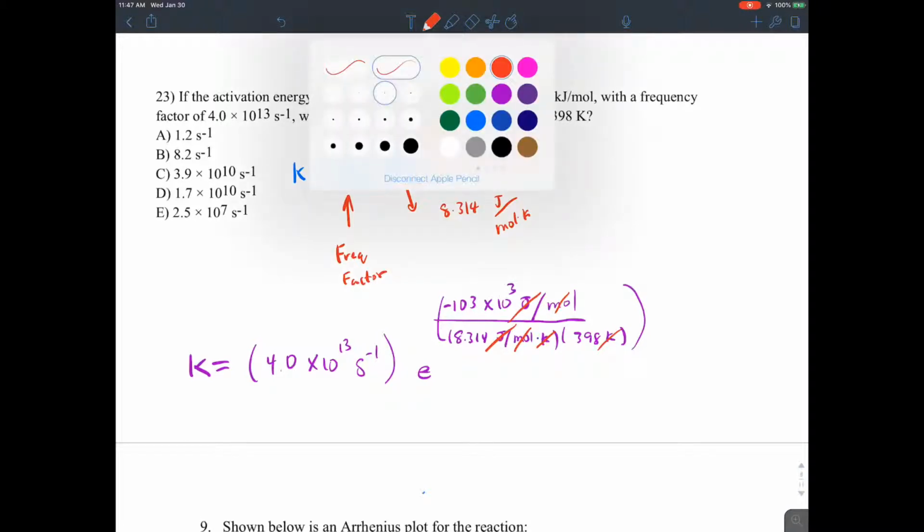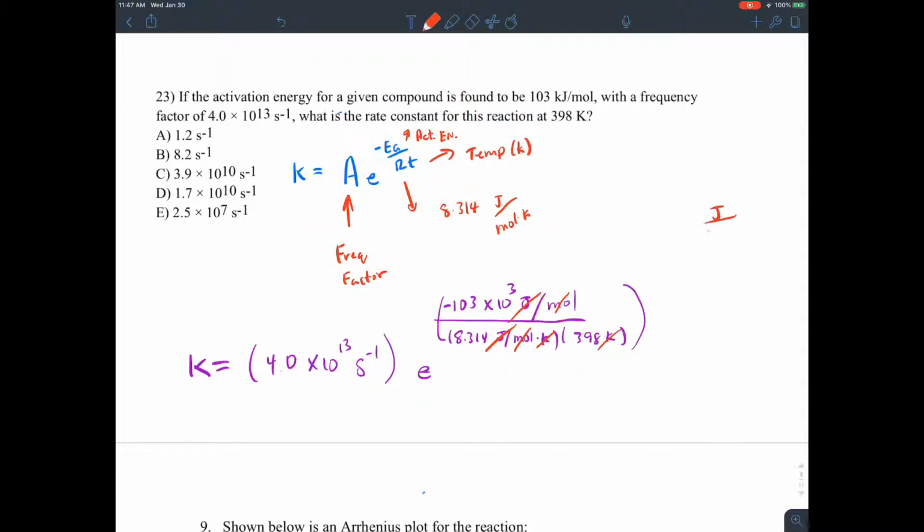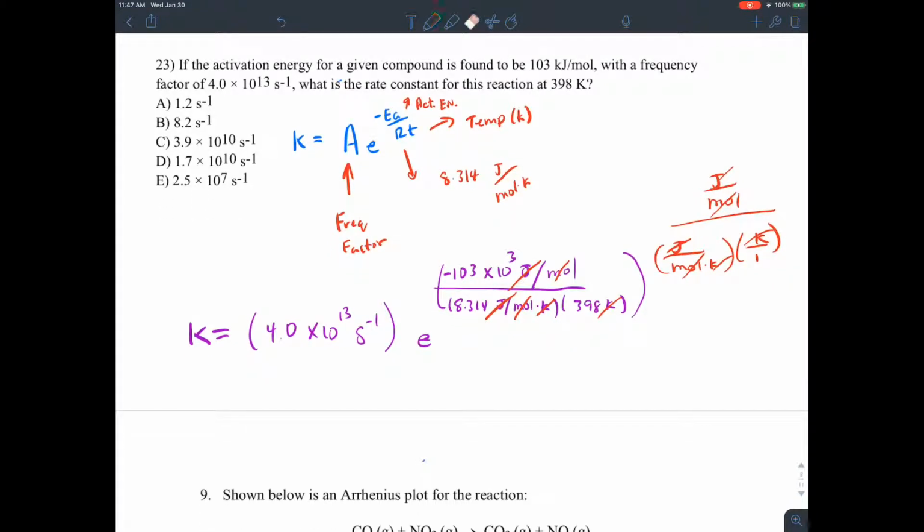So I'll write it really quick on the side. Since joules per mole over joules over mole times Kelvin, so that's over 1 basically. So we can cancel the kelvins, the moles will cancel, and the joules will cancel as we see. So all we have at the top then is just some unitless number. Cool. Hopefully that was some quick clarification.